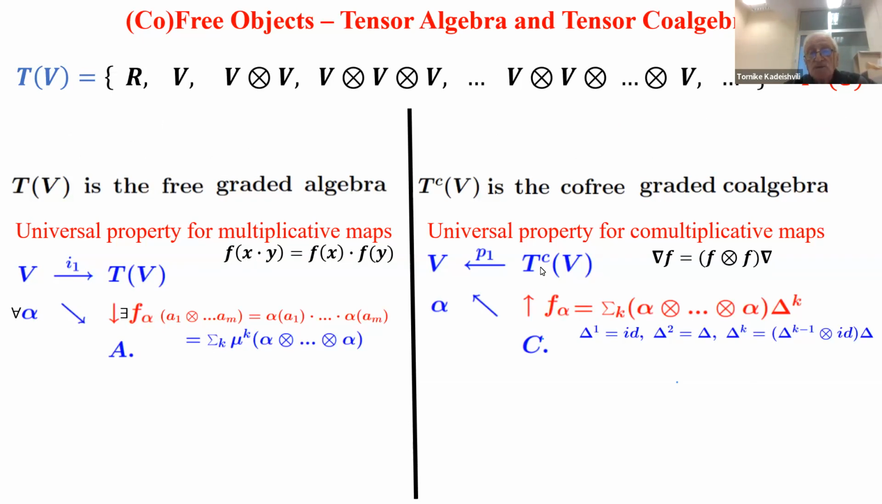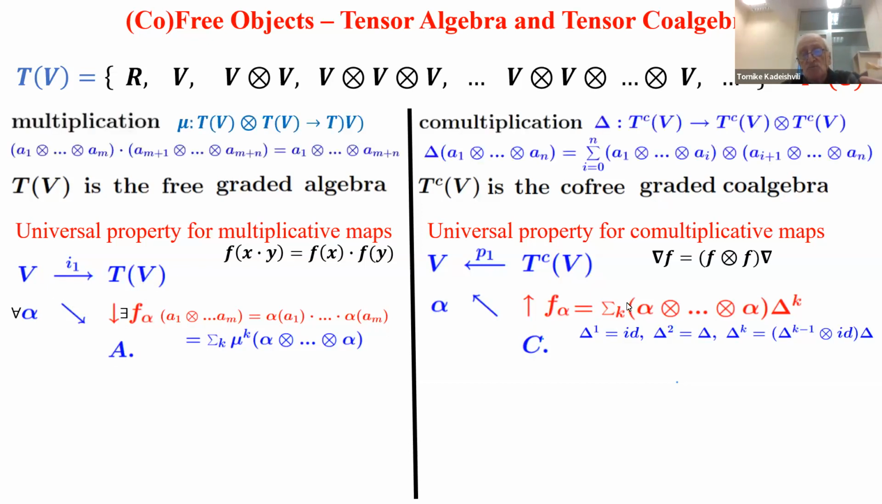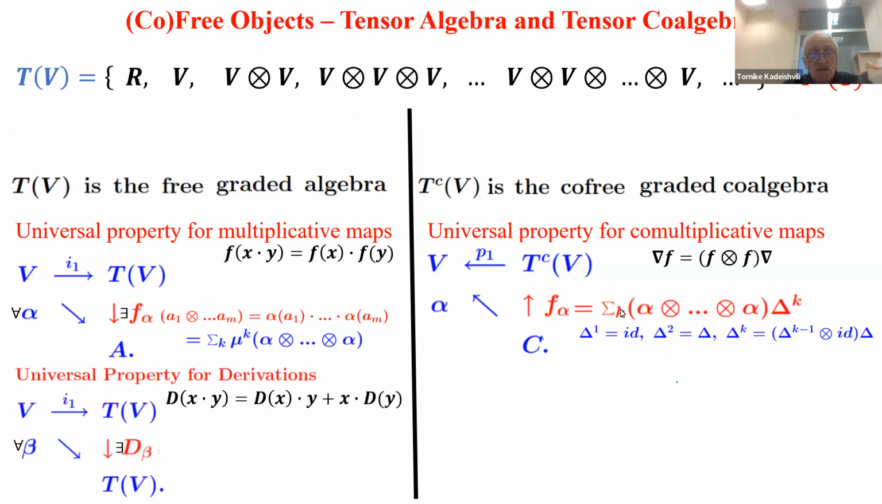Same story for the tensor coalgebra. Here V is the set of cogenerators, and any map from any coalgebra to V can be transported to a coalgebra map. And here is the formula. I don't want you to waste time on it.